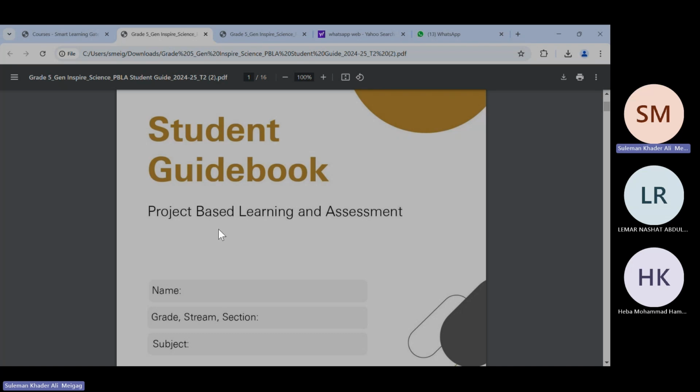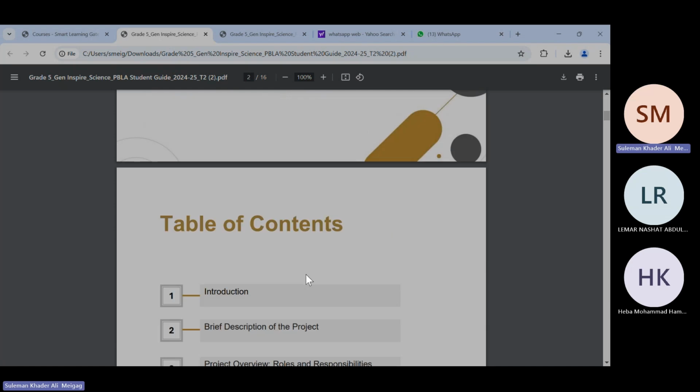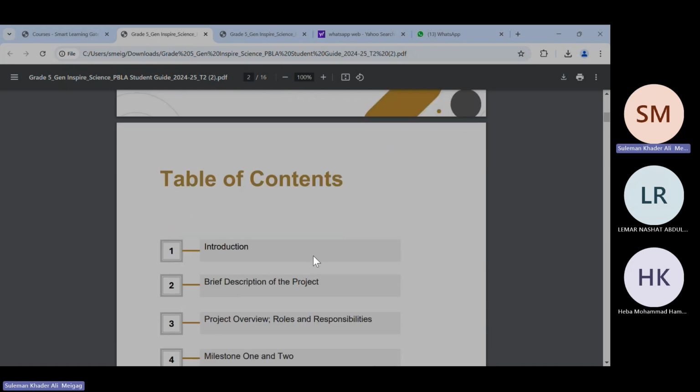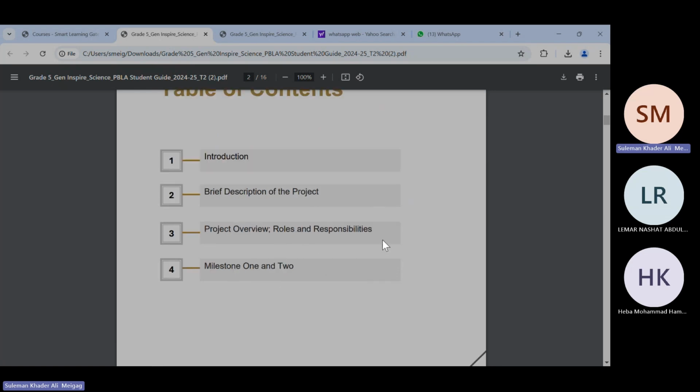Project-based learning and assessment. This is a project. Then you will write your name here, grade, and then the subject, science. In this book, you can see you have an introduction. In this book, a brief description, meaning this explains to you the project. Then what are the roles and responsibility, milestone 1, milestone 2.